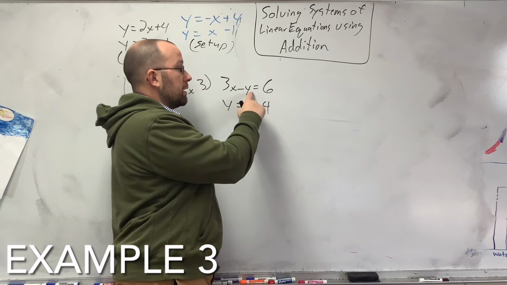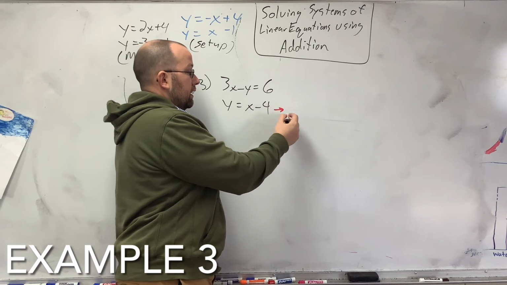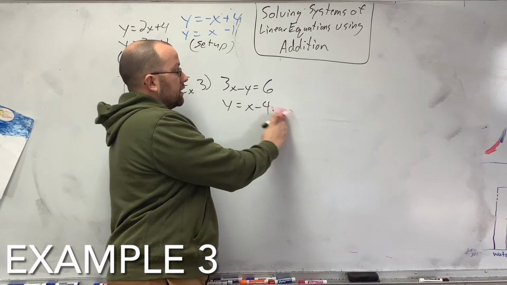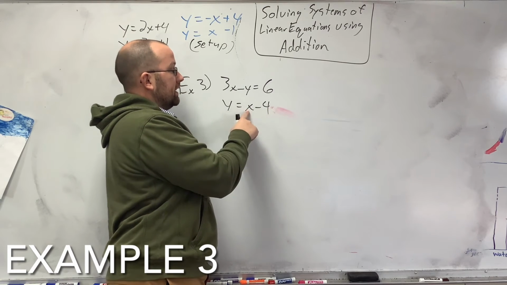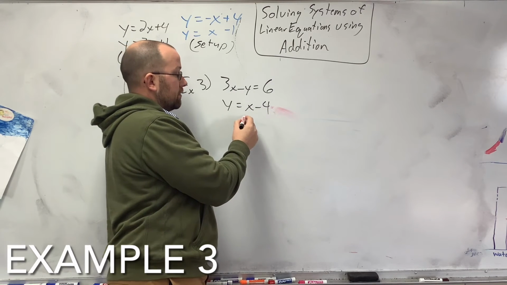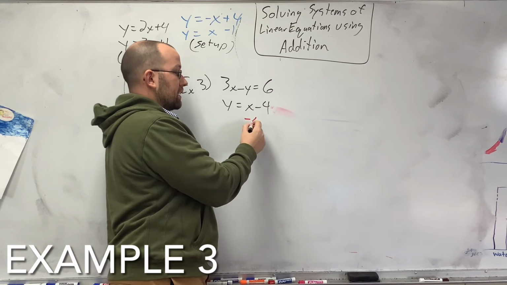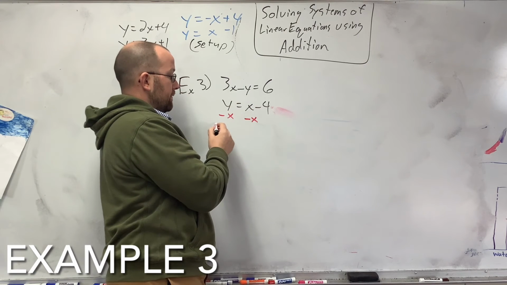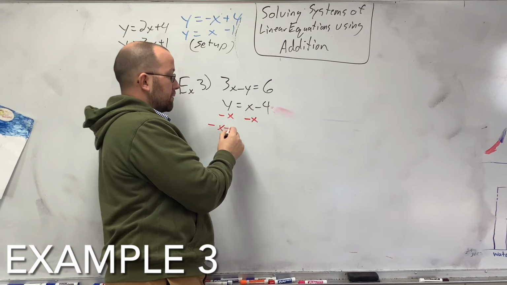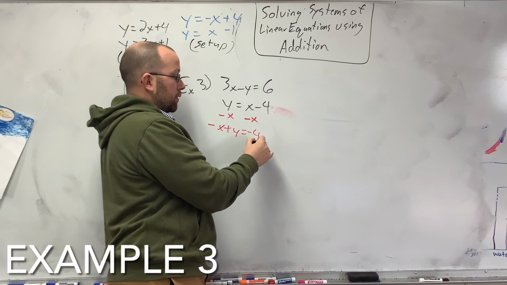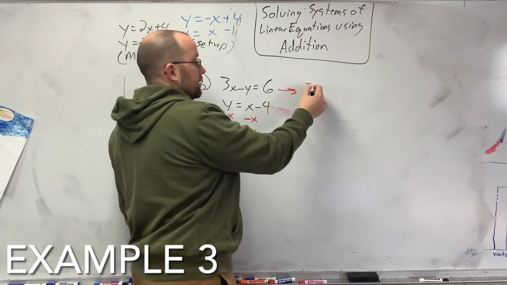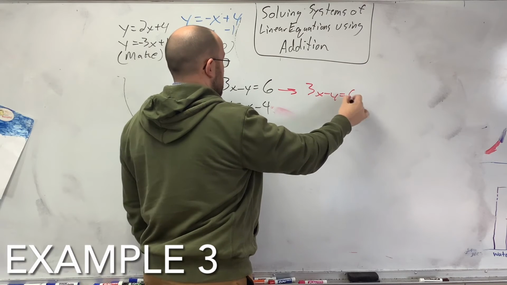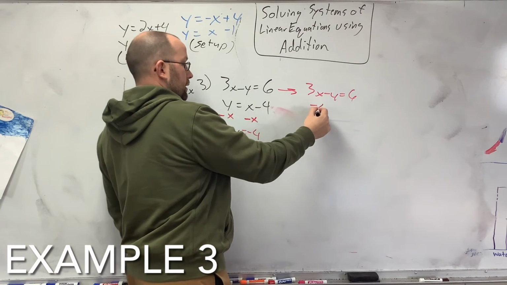So I'm going to take this one and make it look like that. I'm actually going to do it down here. So I need the x on this side. So to make it look like that, I subtract the x from both sides, and I get negative x plus y equals negative 4. So 3x minus y equals 6. I'm going to just put this up there.